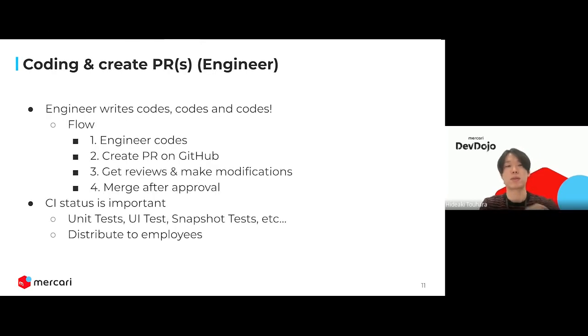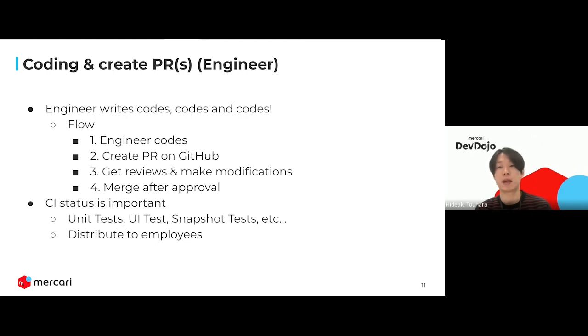Next, we move on to the coding section. So engineers write code and create pull requests. Regarding CI, mobile side uses CI as well, unit tests, UI, as well as snapshot tests. So unit tests are regular tests, but for front end, you might need UI tests and snapshot tests.